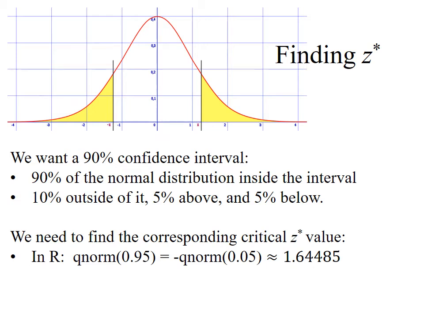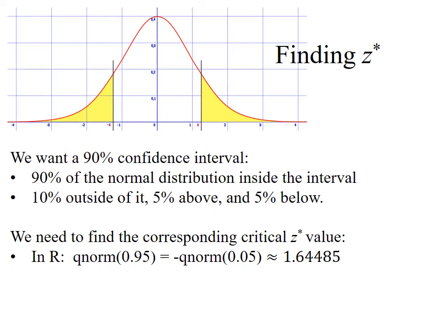All right, let's do this. We want to find z star, the critical z value. In this case, we want a 90% confidence interval. That means I want, in the normal distribution, 90% of it to be inside the interval and 10% to be outside of it: 5% above in the right tail, 5% below in the left tail.